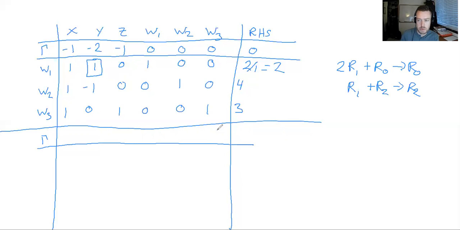Make ourselves a new table. So 2, 1's going to be 1. It's going to be 0. It's going to be -1 still. It's going to be 2. It's going to be 0, 0. And that's actually going to be 4 now.